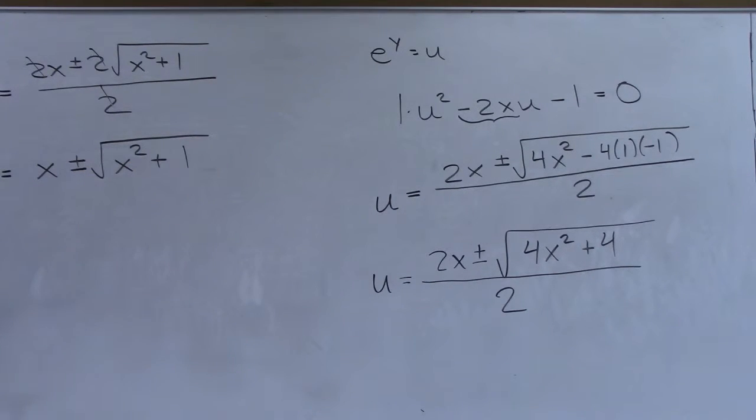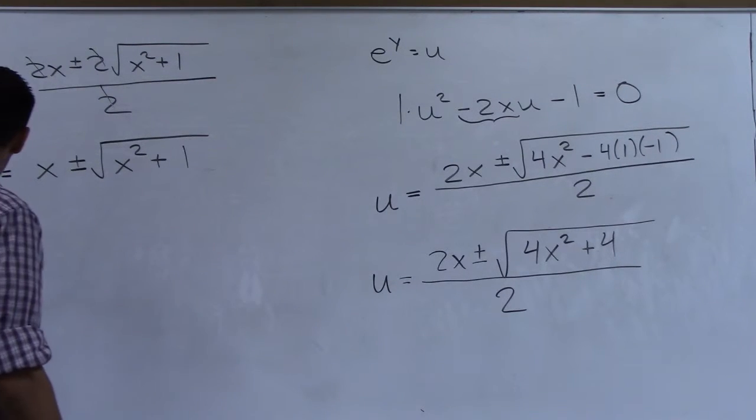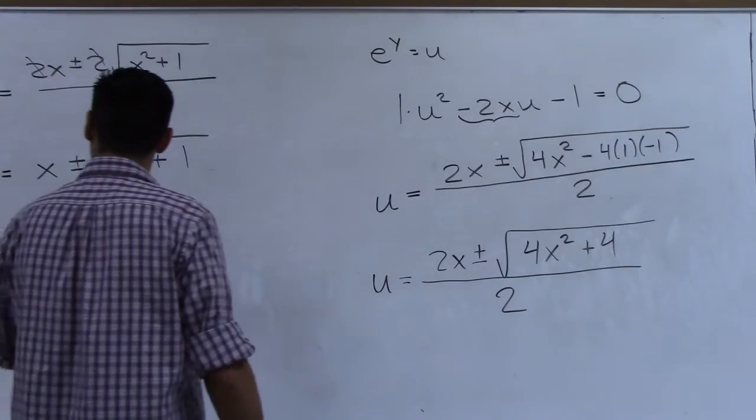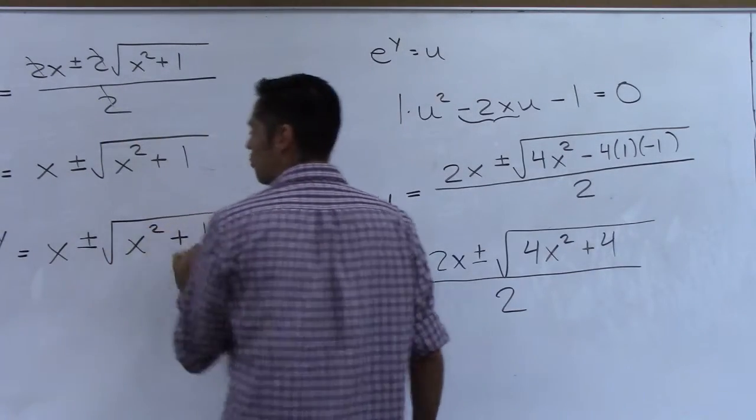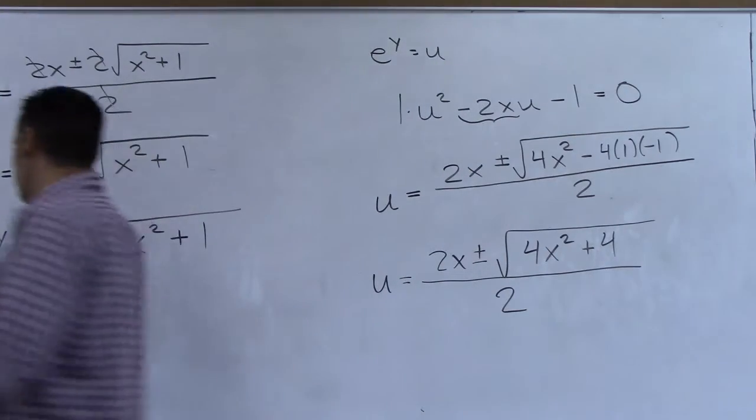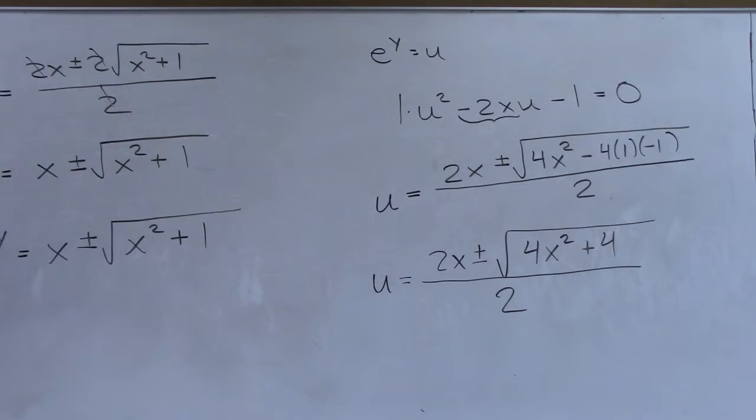But wait a minute, what was u? E to the y, wasn't it? E to the y is this. And now you can come in with the natural log because you have e to the y by itself. If you do natural log now, it's automatic. It'll spit the y out. Understand?